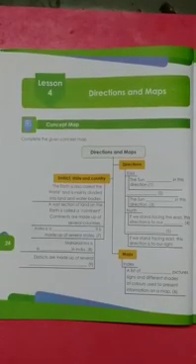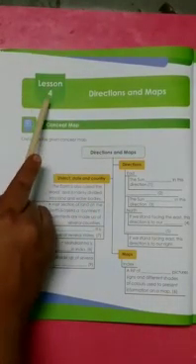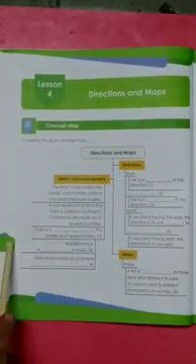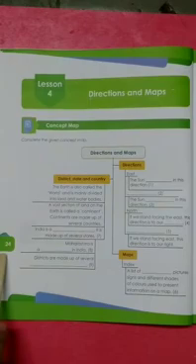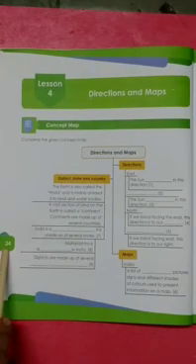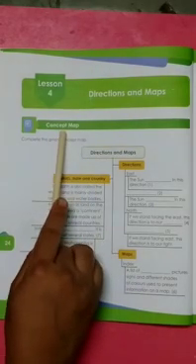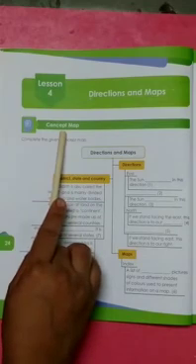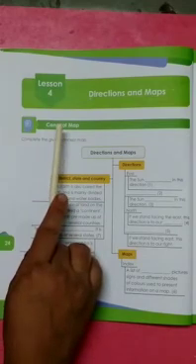We are studying chapter 4, lesson number 4, Directions and Maps. Here in this green color box you can see the page number. We are on page number 24. So let's read the workbook. You have to complete this workbook in neat and clean handwriting.